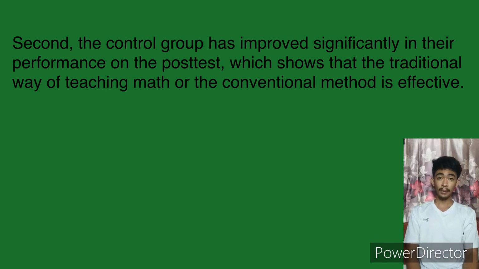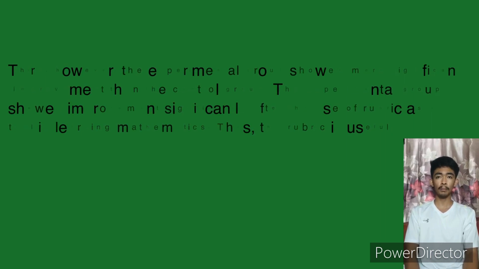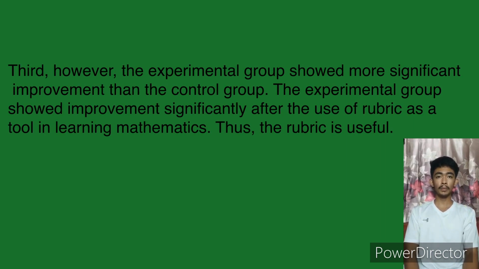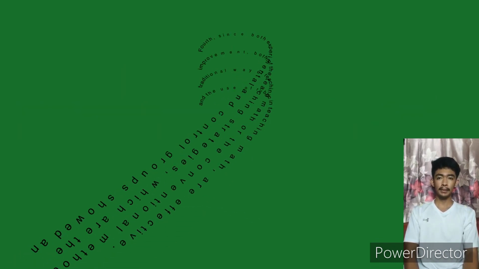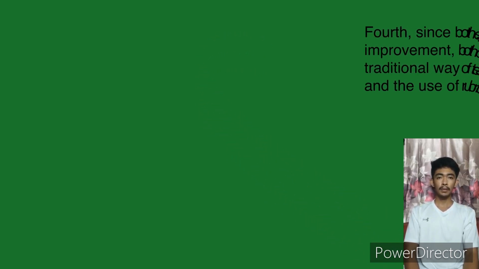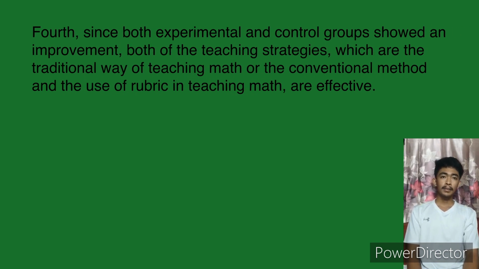Third, however, the experimental group showed more significant improvement than the control group. The experimental group showed improvement significantly after the use of rubric as a tool in learning mathematics. Thus, the rubric is useful. Fourth, since both experimental and control groups showed an improvement, both of the teaching strategies, which are the traditional way of teaching math, or the conventional method, and the use of rubric in teaching math, are effective.